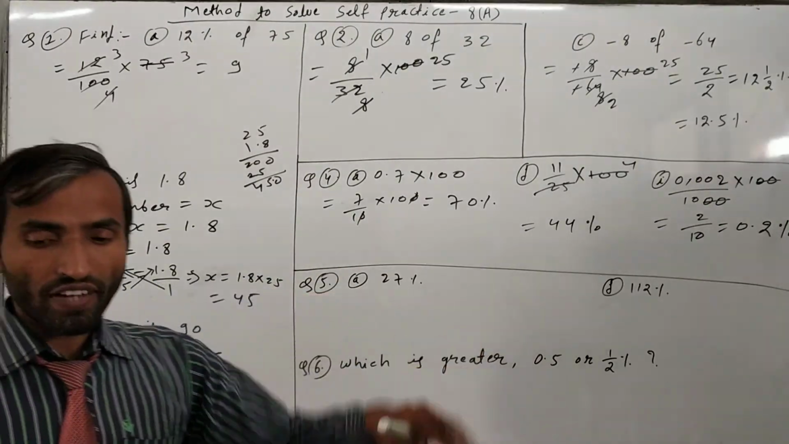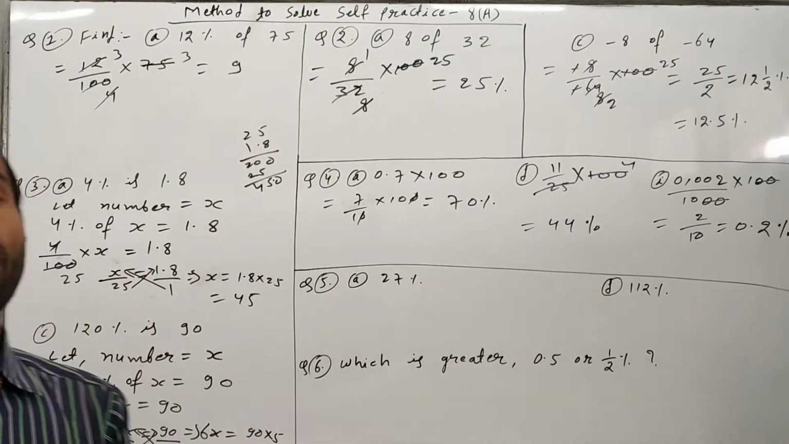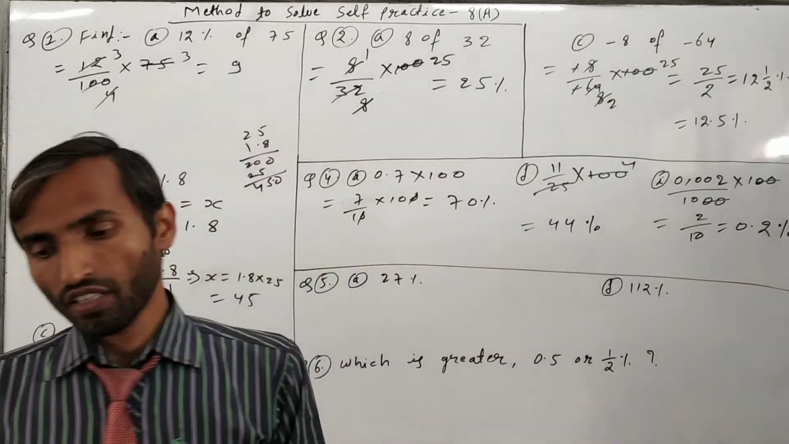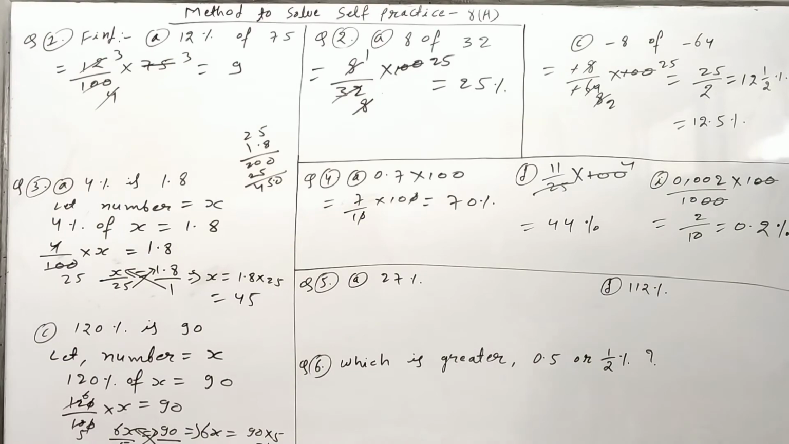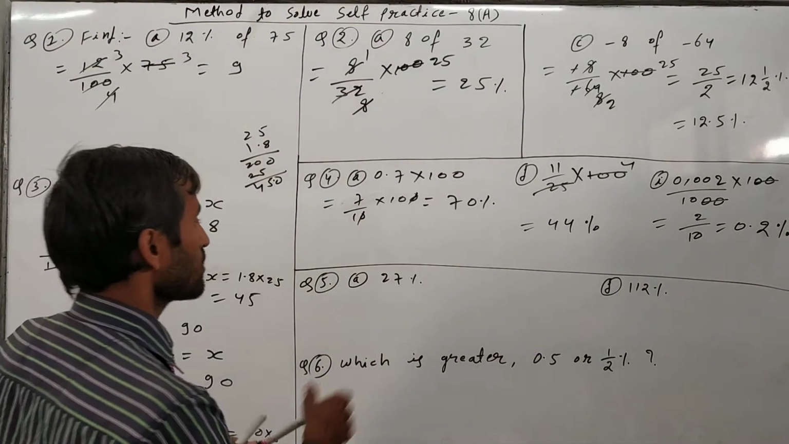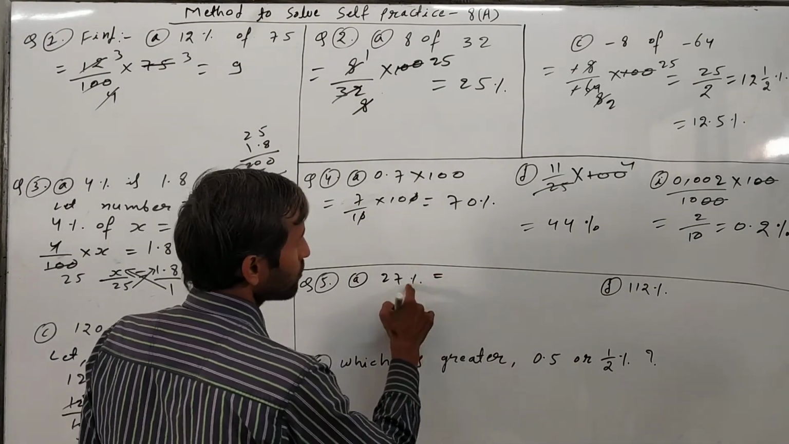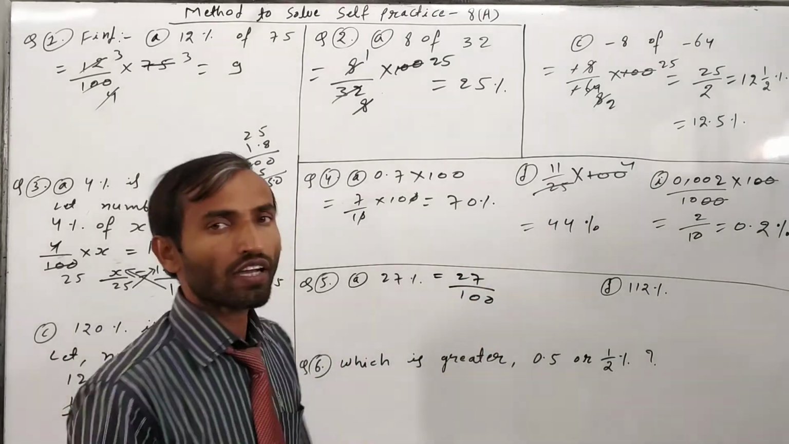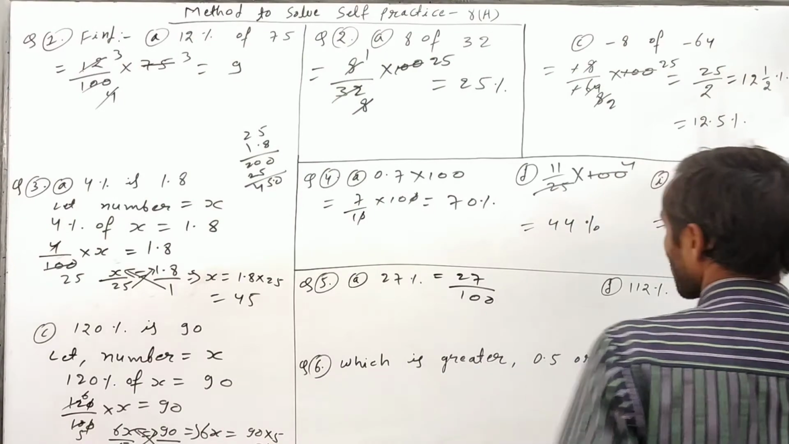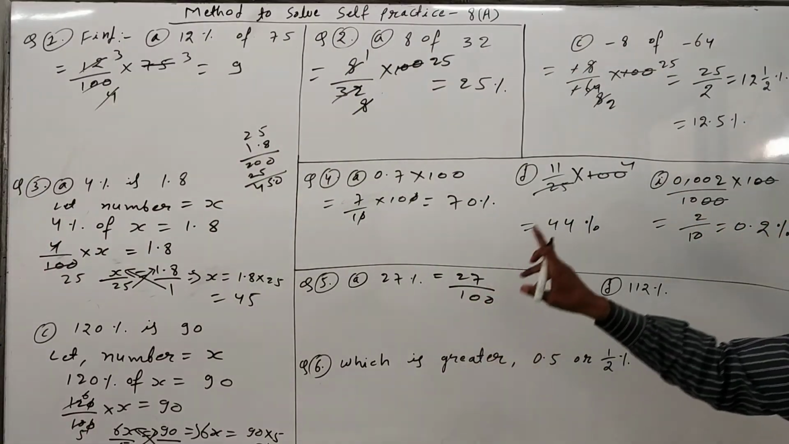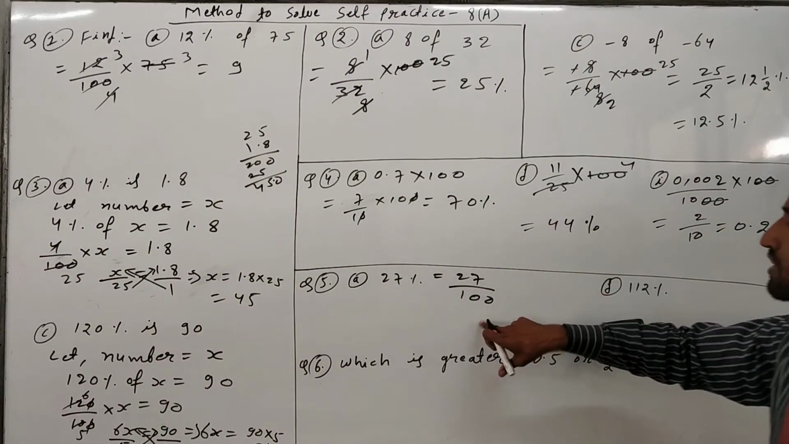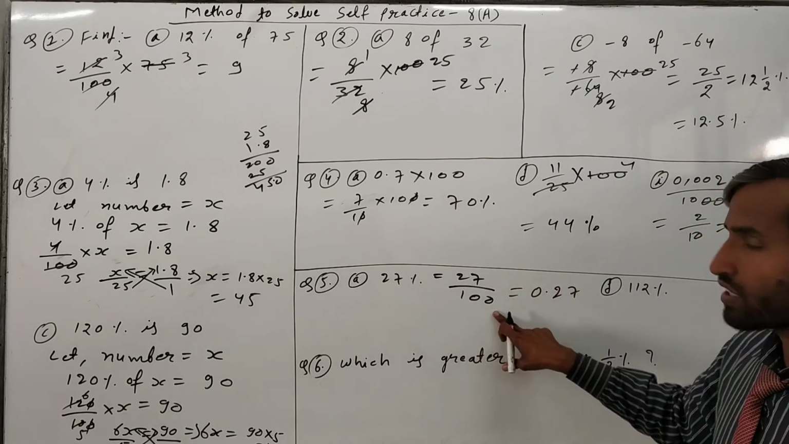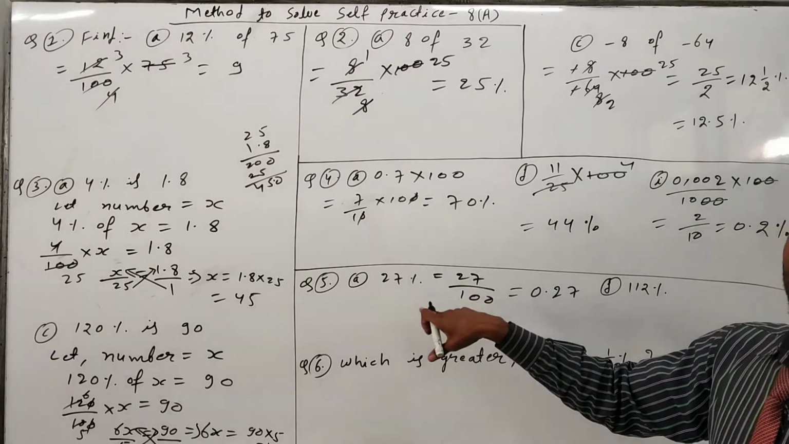After that, question number 5. In this we have to remove the percentage and convert into decimal and fraction also. Whatever I did in the second method, the same process we have to do here. We remove the percentage, so it becomes 27 upon 100, means divided by 100. Now it is a fraction, and after that we convert this fraction into decimal. Then it will become 0.27. Means there are 2 zeros, so after 2 digits the decimal will come.